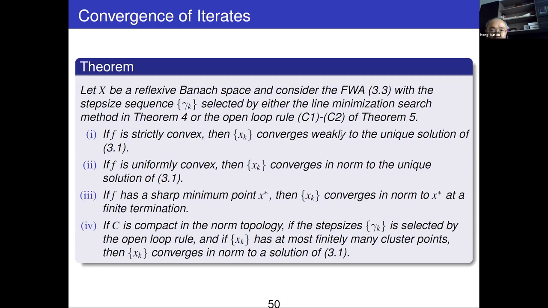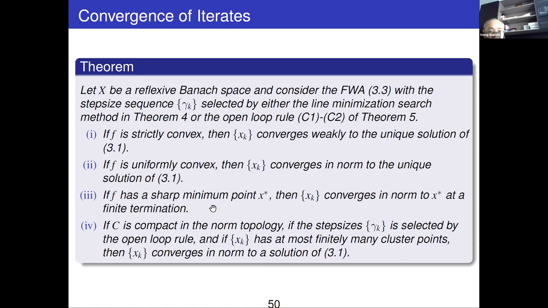Now, the following is the convergence of xk, because previously I just discussed the convergence and the rate of convergence of f(xk). I have not mentioned anything about the sequence itself, whether or not the sequence itself can converge to a solution. Case number one: if f is strictly convex, then I can prove xk converges weakly to the unique solution, because the minimizer must be unique when f is strictly convex. Number two: if f is uniformly convex, then I can get a strong convergence of xk. Now, if f has a sharp minimum point, then the sequence xk converges in norm to the solution at finite termination.